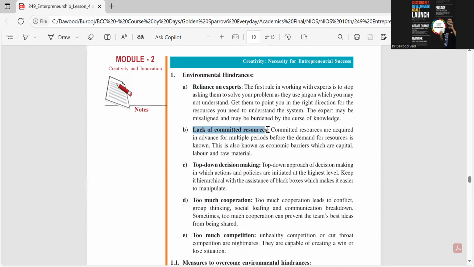Lack of resources. Sometimes we don't have a playground. Sometimes we don't have a library. Sometimes we think we don't have resources. That's a good economic barrier. Cost. Money has always been a lack. You can write an extra point there.